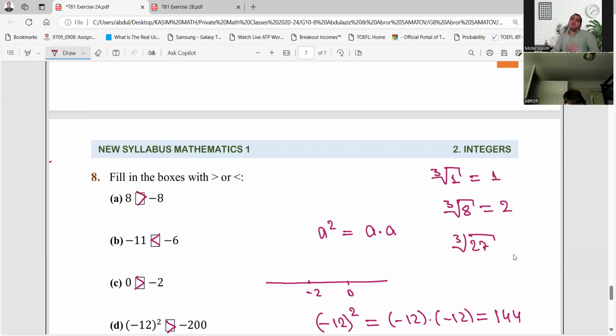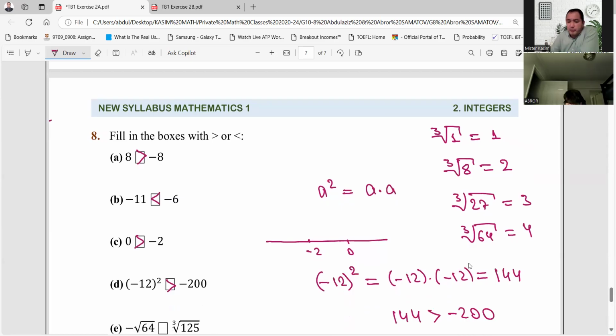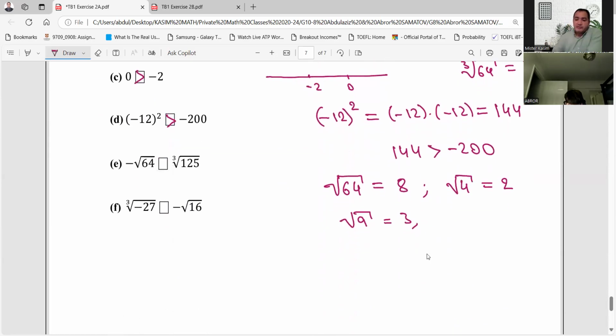And the cube root of 27. So that means what number's cube is equal to 27? It is 3. The cube root of 64 is 4. And the cube root of 125 is 5. Now if you calculate this, here we have negative square root of 64, which is -8. On the right-hand side, we have 5. Which one is greater, -8 or 5? 5. So negative square root of 64 is less than the cube root of 125.